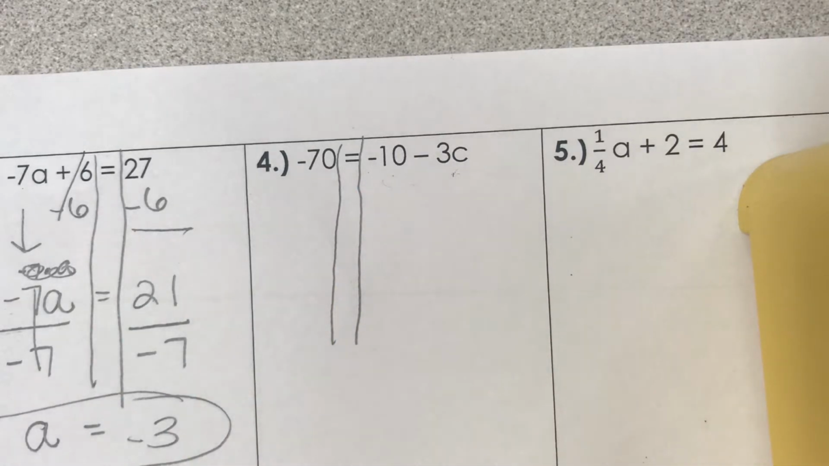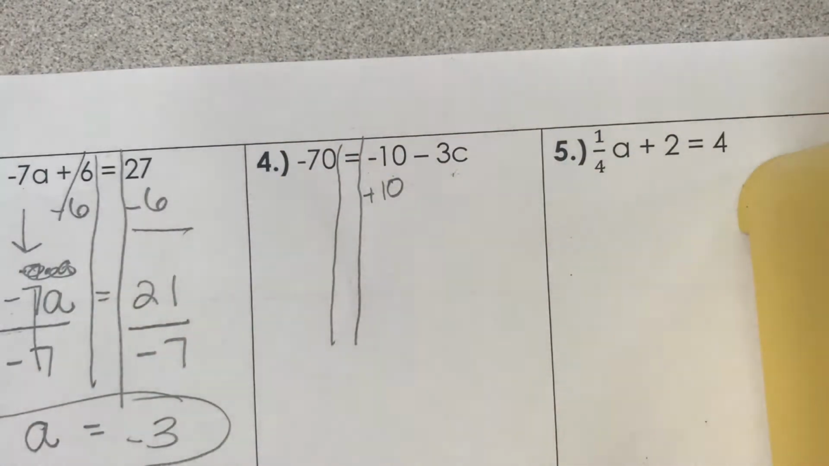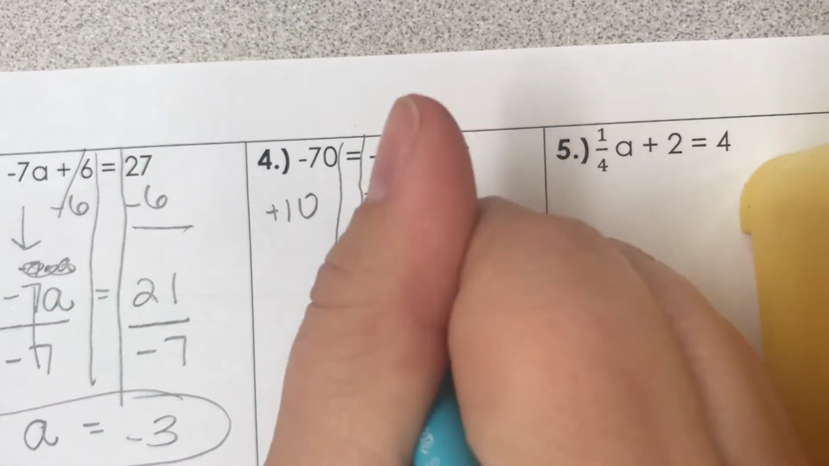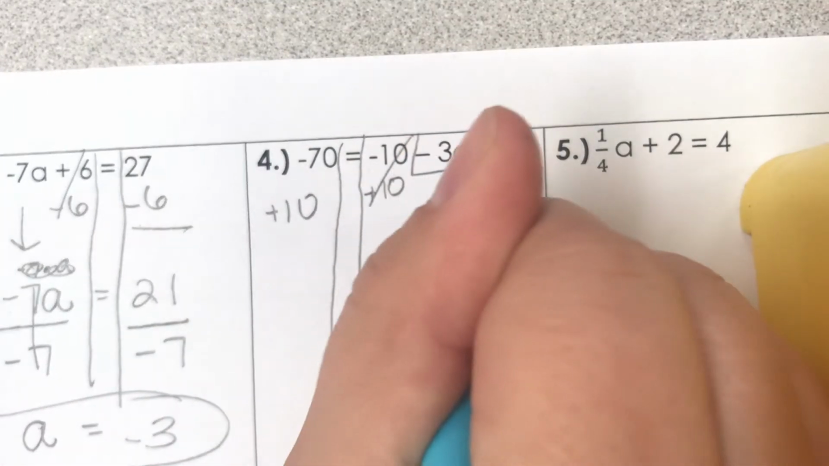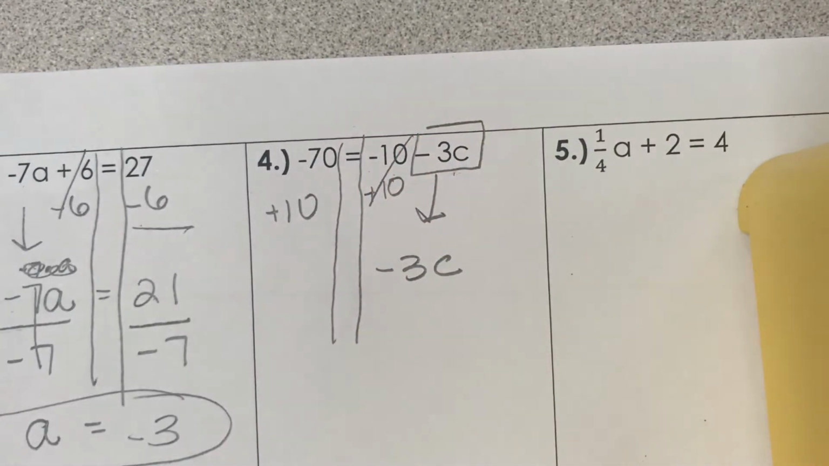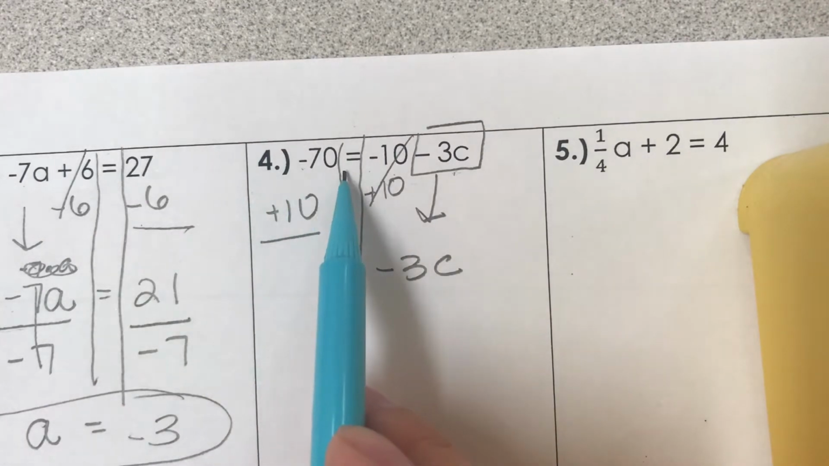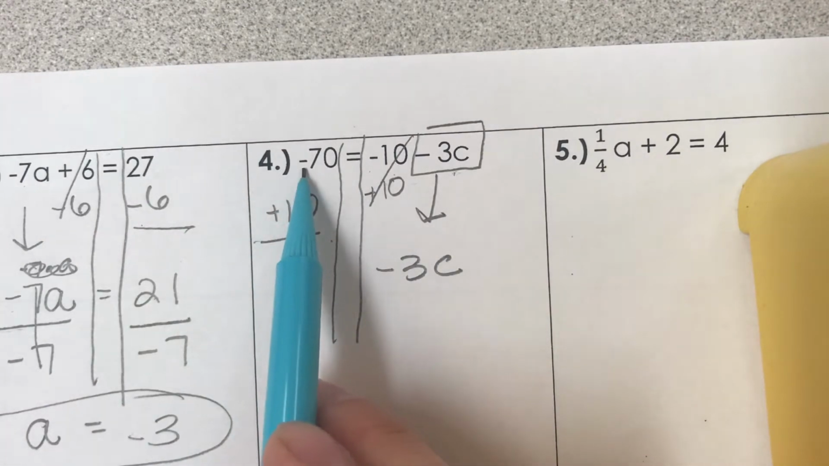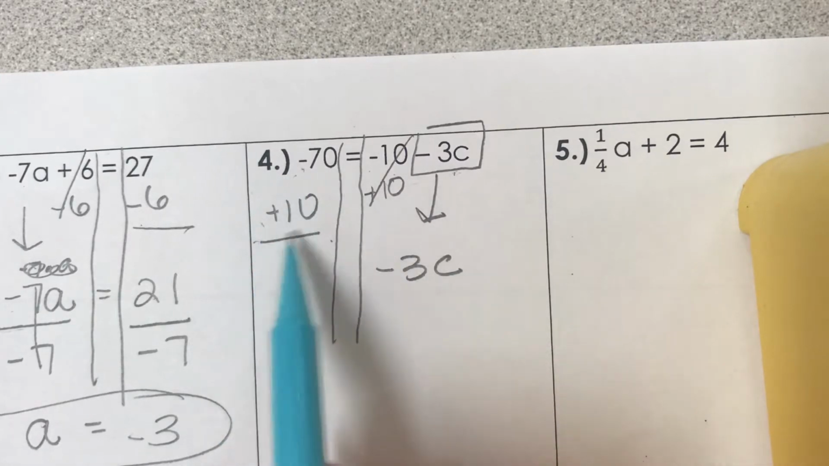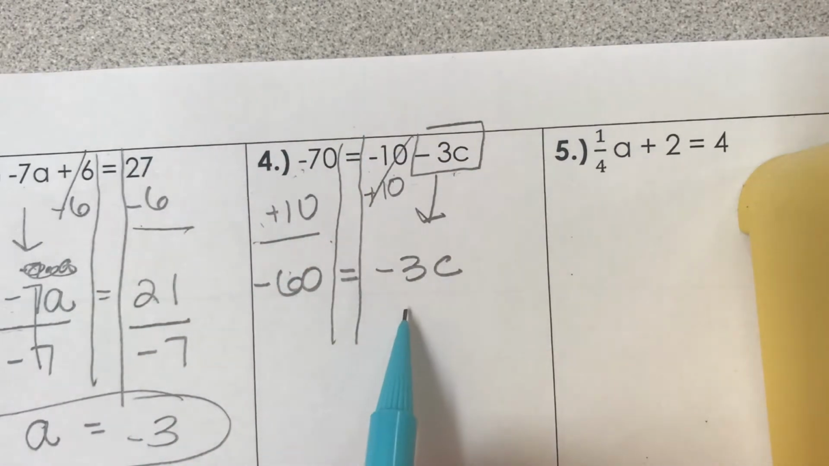In order to cancel it, negative 10 and positive 10 are opposites. It's inverse operations. That's a 0 pair. They will cancel. Make sure when you bring down the rest, you're bringing down a -3 times c. On the left side, I have -70 plus 10. Make sure you pay attention to the negative, because this is not going to be an 80 here. If I have -70 plus 10, I'm going to have -60 equals -3c.